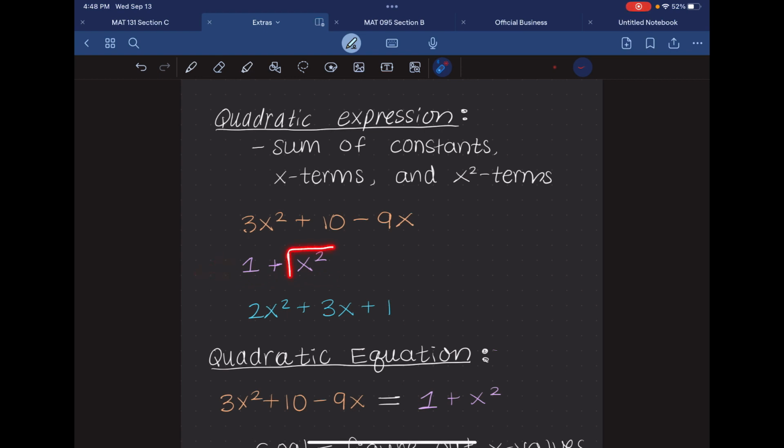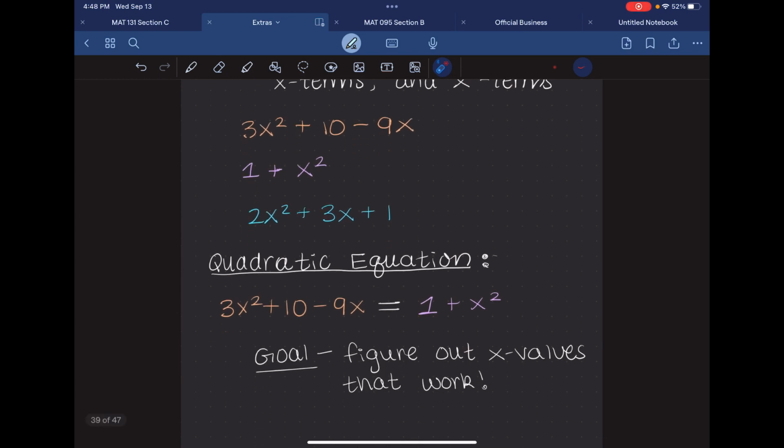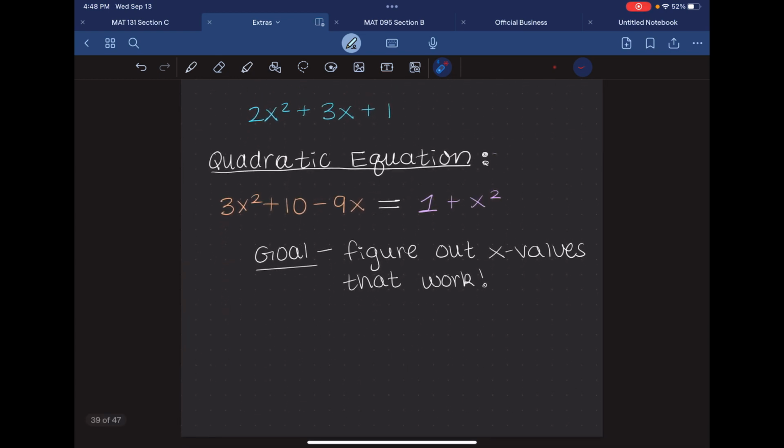So long as we have this x squared term, and the 2 is the highest exponent that we see, we're going to have a quadratic expression. And then another example would be like this, 2x squared plus 3x plus 1. So a quadratic equation comes about when we have two quadratic expressions being set equal to each other.